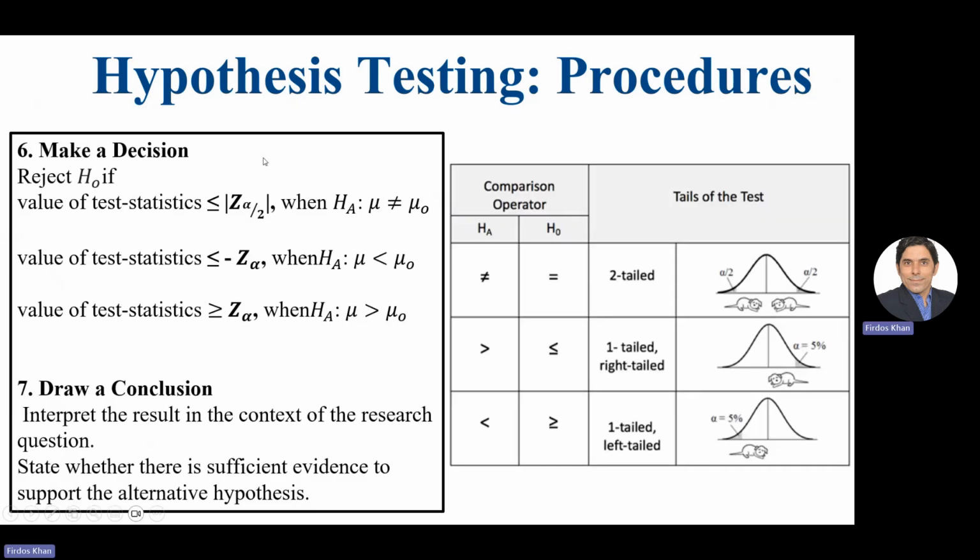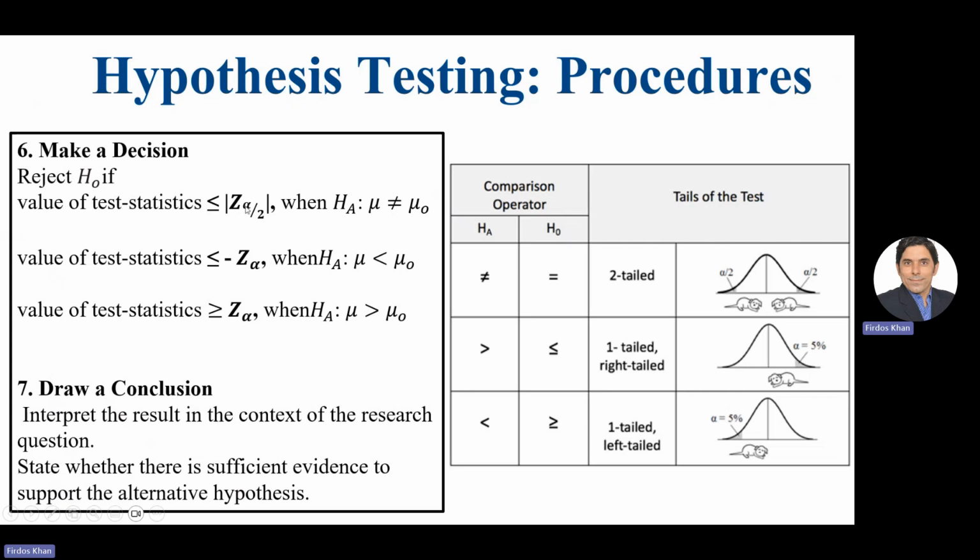Now make a decision. The sixth step: reject H naught, reject the null hypothesis, if the value of the test statistic is less than or equal to z alpha by 2, if we are using z. If we are using t, we will write t n minus 1 comma alpha by 2, and similarly t n minus 1 comma alpha if we are using t. So this is written for z, but you can use t if the population variance is unknown.